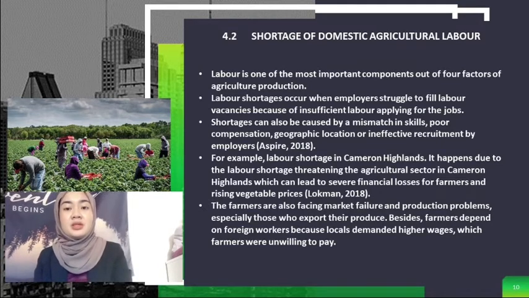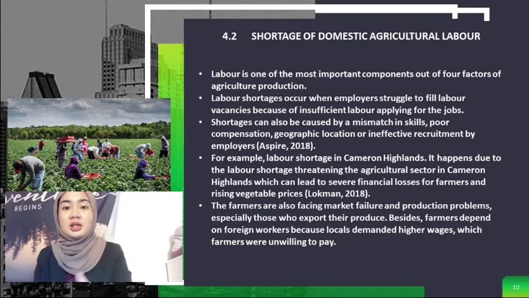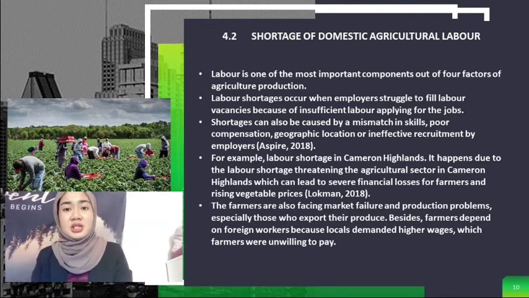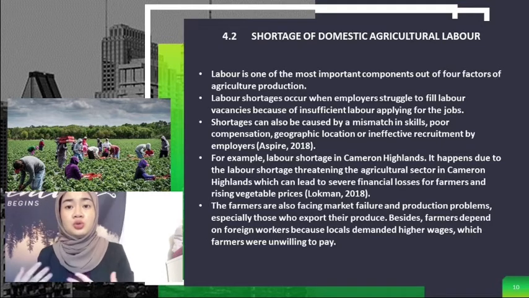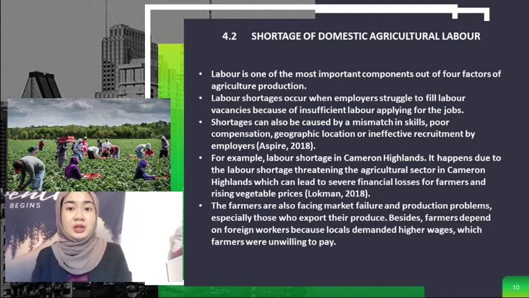It happens because the labor shortage threatens the agriculture sector in Cameron Highlands, which can lead to financial losses for farmers and rising vegetable prices. The agriculture sector is in a critical state due to the shortage of workers, forcing several farms and plantations to reduce their output as they are unable to operate fully.